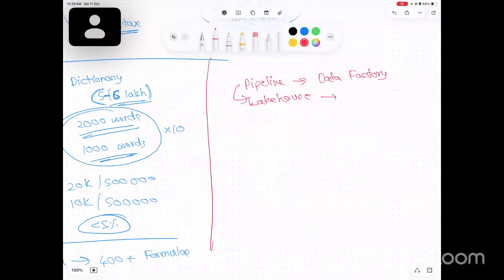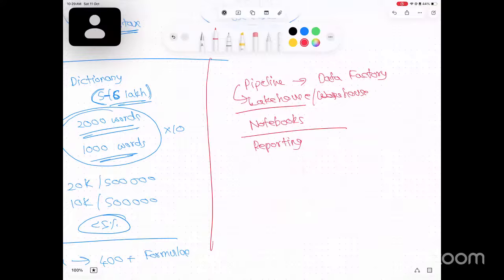Lakehouse, basically you'll dump the data in lakehouse. So you can learn about lakehouse simultaneously. After this is done, probably you can learn about notebooks. So after you learn about notebooks, lakehouse or warehouse, whatever, then probably you'll focus on reporting. These will be the major components.